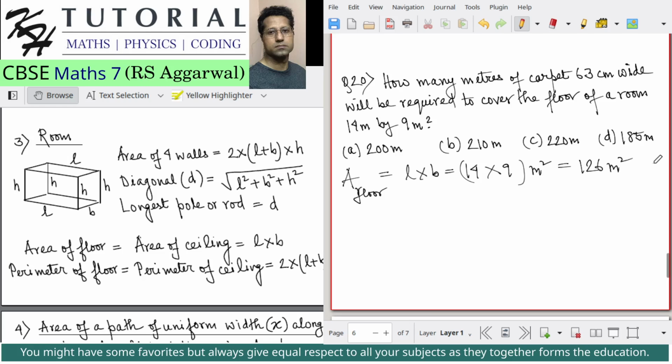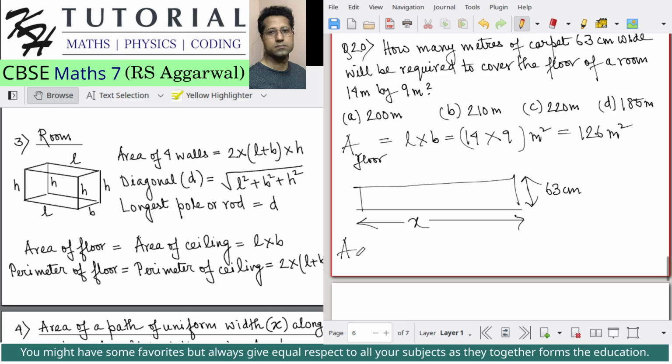Okay. Now the question is asking how many meters of carpet 63 centimeter wide will be required to cover the floor of the room. So let's say this is the carpet, and let's say the length of the carpet required is x centimeter, and the width of the carpet is fixed, it is not changing, it is given to be 63 centimeter. So the concept is that if x centimeter length of the carpet is required, then the total area of the carpet should be equal to the area of the floor of the room.